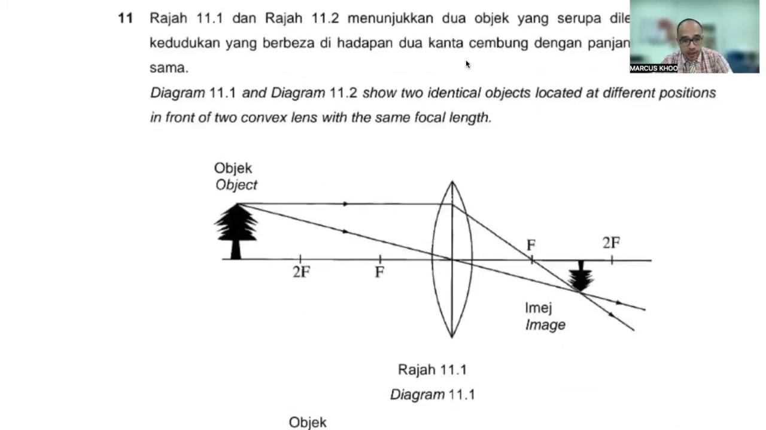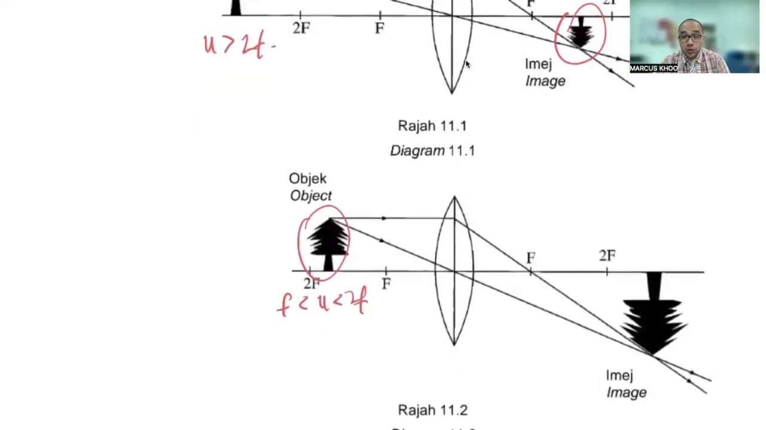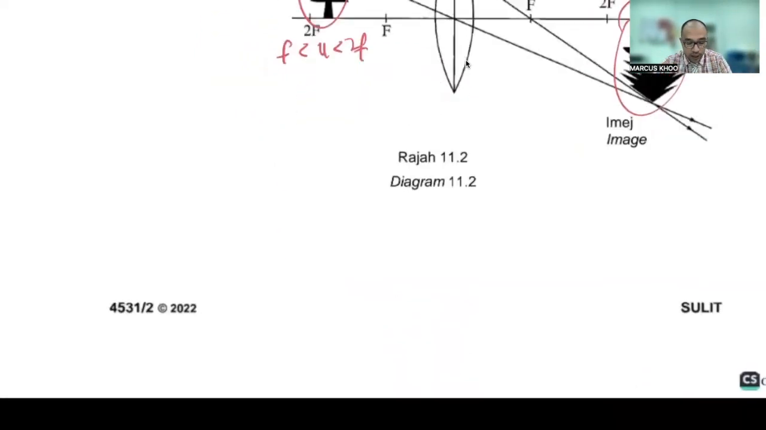If you take a look at this, U is more than 2F, and the image is red. But in this one, U is in between 2F and F, so the image is larger. Don't forget that.